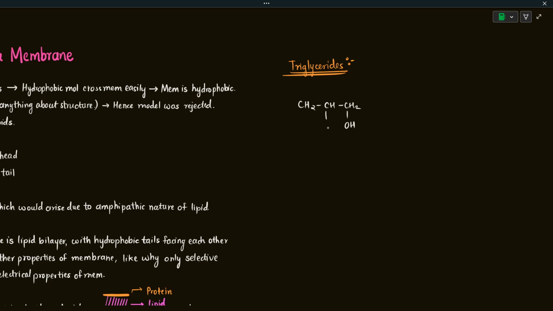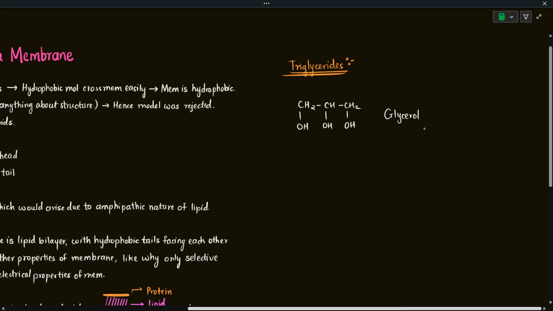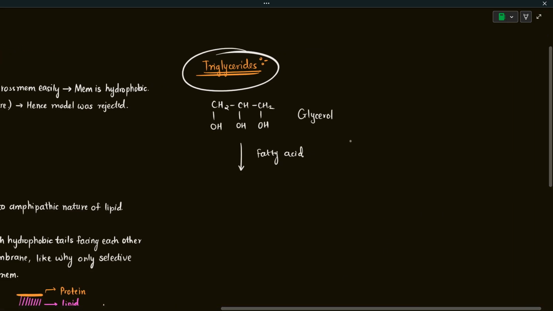So you must know this molecule: a 3 carbon chain with each carbon having a hydroxyl group. What is this called? This is a glycerol molecule. Now, when on the glycerol molecule, the hydrogen of each hydroxyl group is replaced by a fatty acid, that forms a triglyceride. Let's take a look at the molecular structure of a fatty acid.